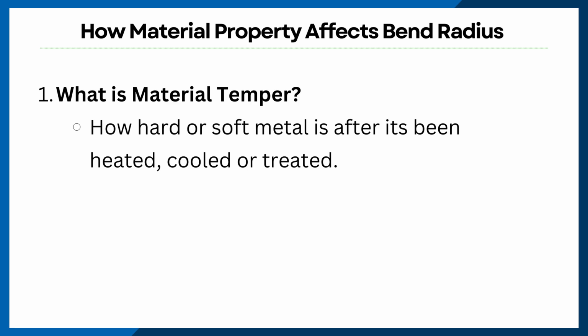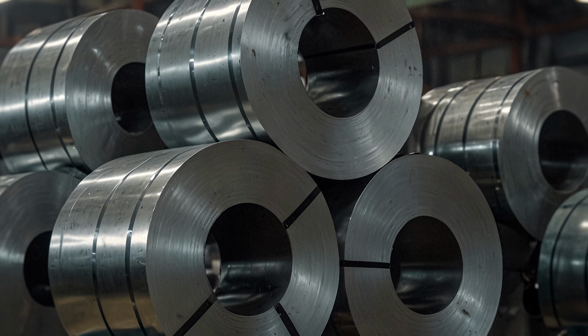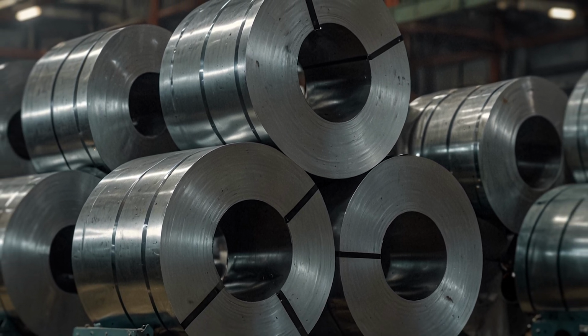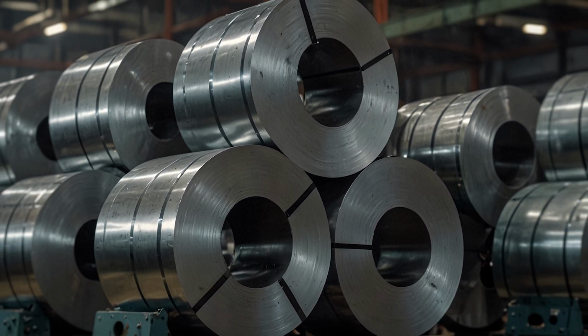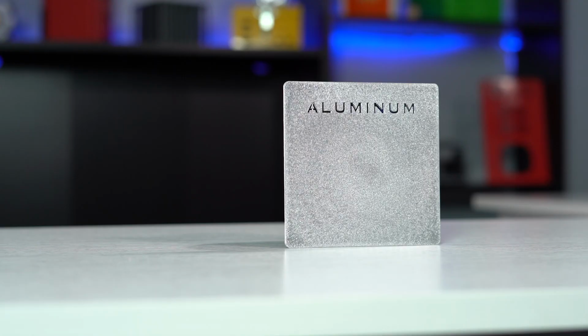Material temper, which basically refers to how hard or soft a metal is after it's been heated, cooled, or treated, also directly affects bend radii. We stock aluminum 5052 H32, which is durable yet on the softer side, and we're able to bend it effectively. On the other hand, harder grades like 6061 aluminum are more rigid and need larger bend allowances to avoid cracking. Also, the grain direction of your material relative to the bend line significantly influences the bend quality.